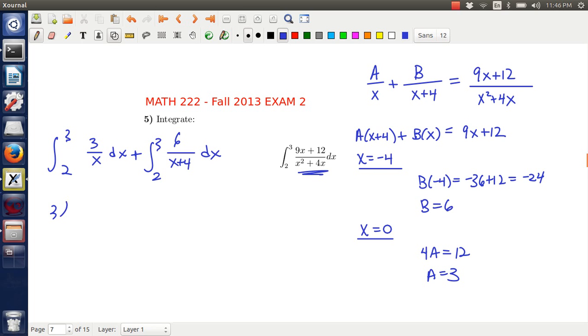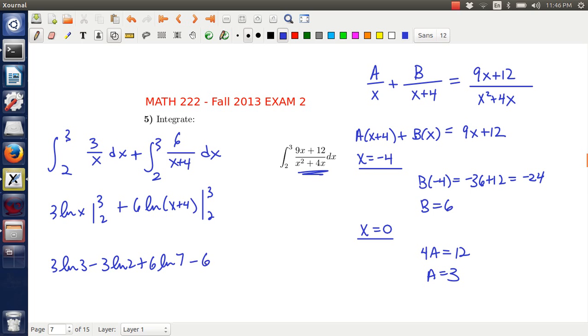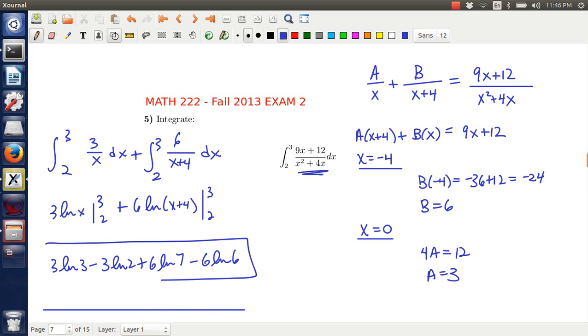So it's 3 natural log of x from 3 to 2. You don't need the absolute value bars here because it just turns out that we don't need them. Alright, so we go ahead and say 3 natural log of 3 minus 3 natural log of 2 plus 6 natural log of 7 minus 6 natural log of 6. And when you don't mess up, it's actually a really easy problem. But it's really easy to mess up.